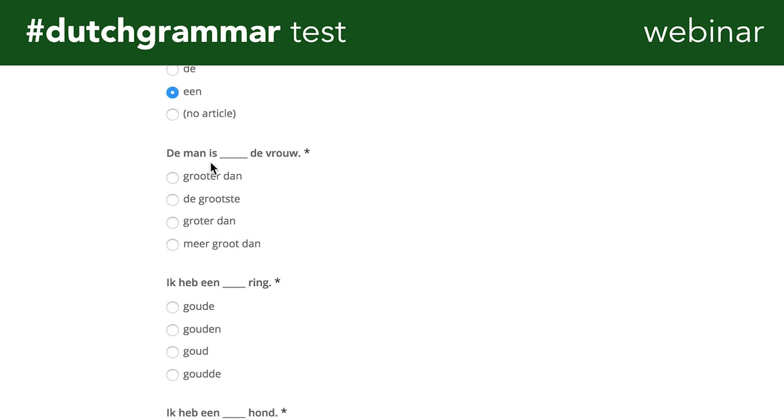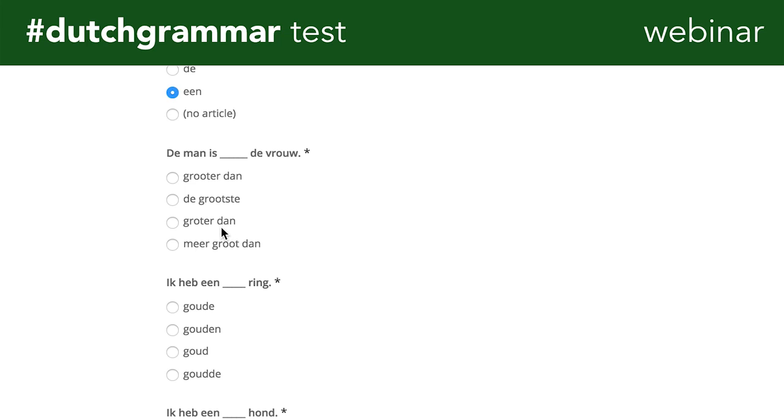De man is de vrouw. This is what we learned in lesson 27 about the comparative. The second answer is the superlative, which does not make sense to use here because we are comparing. There is man and vrouw in the sentence. In Dutch, it is not as in English, where with some words we use more. So that leaves us with the option 1 or 3.